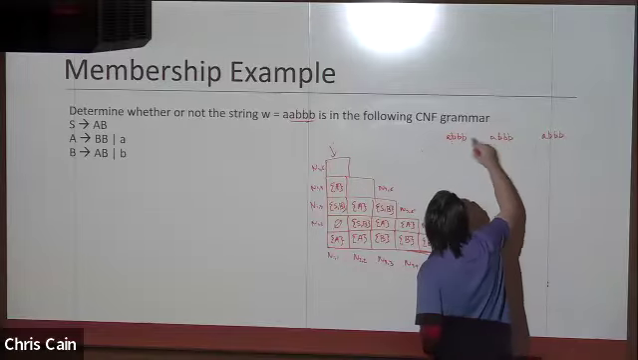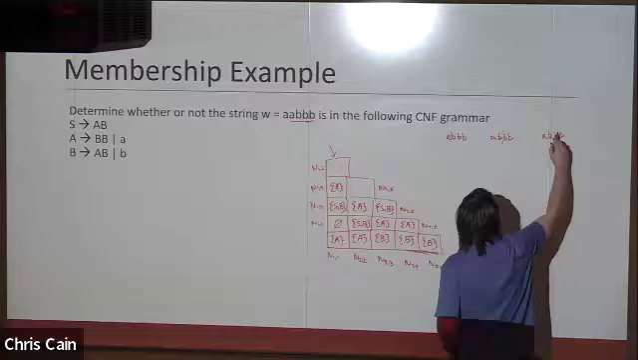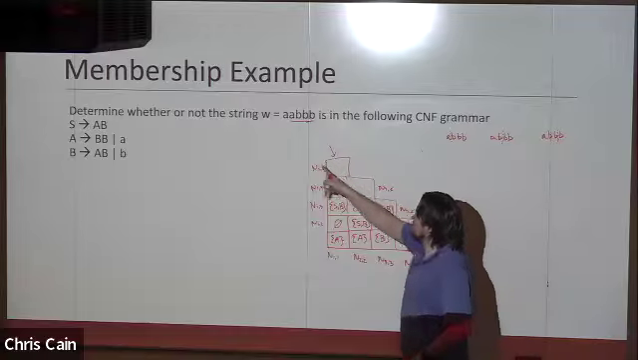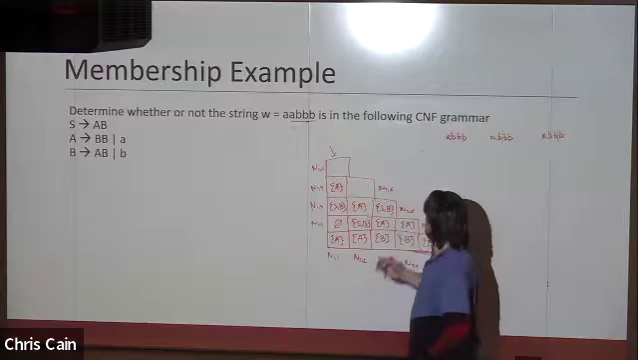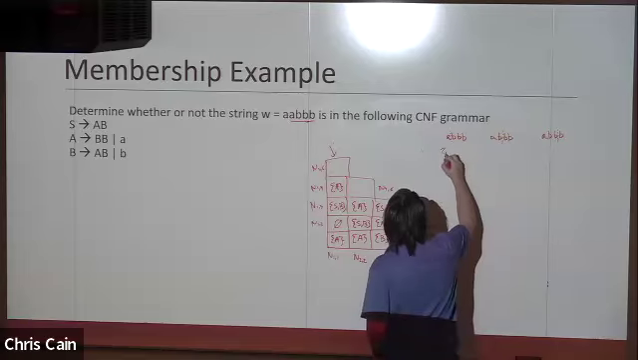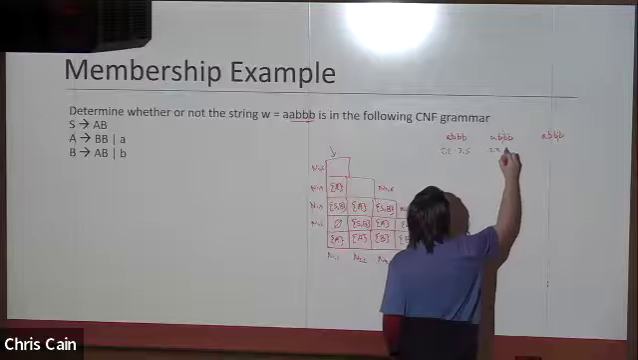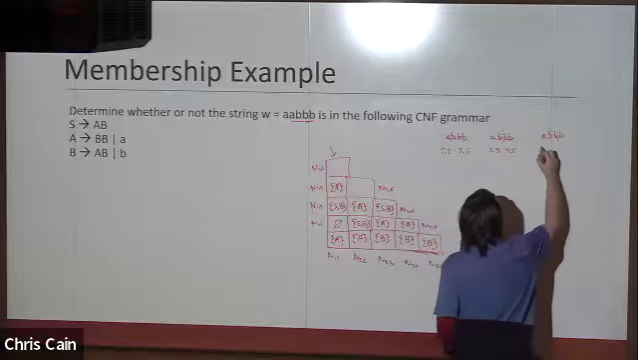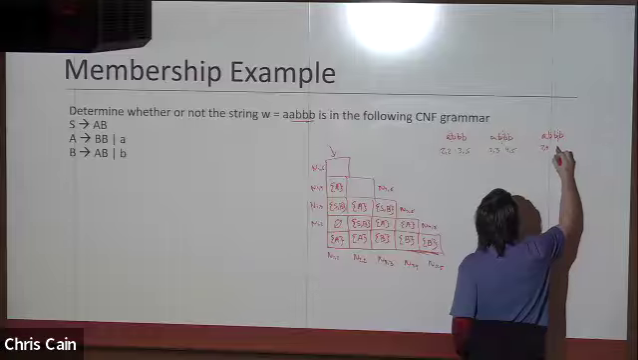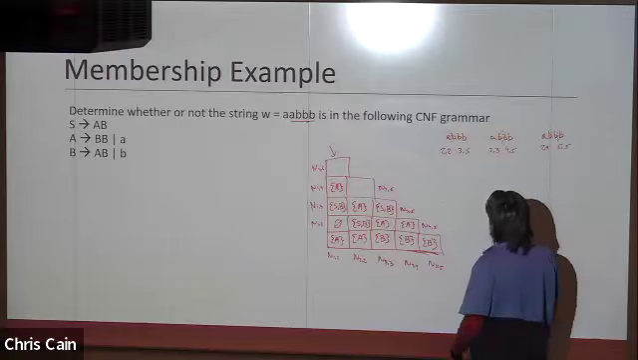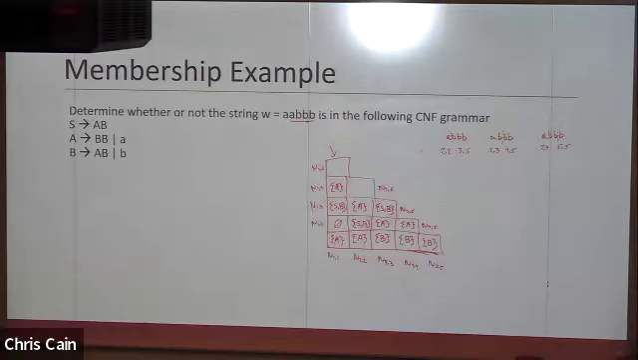Can split here, here, here. So now we're dealing with the substring from 2 up to 5. So this is 2, 2, and 3, 5. This is 2, 3, and 4, 5. This is 2, 4, and 5, 5. Not even drawing the arrows for the trees anymore.